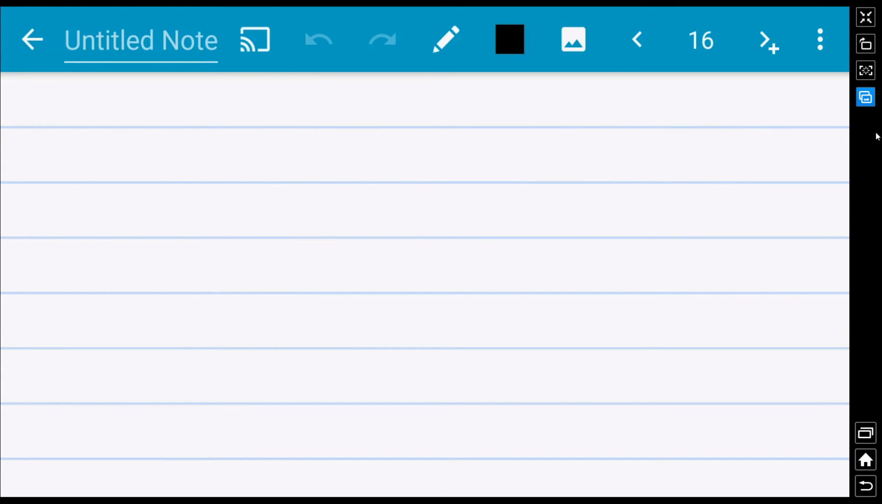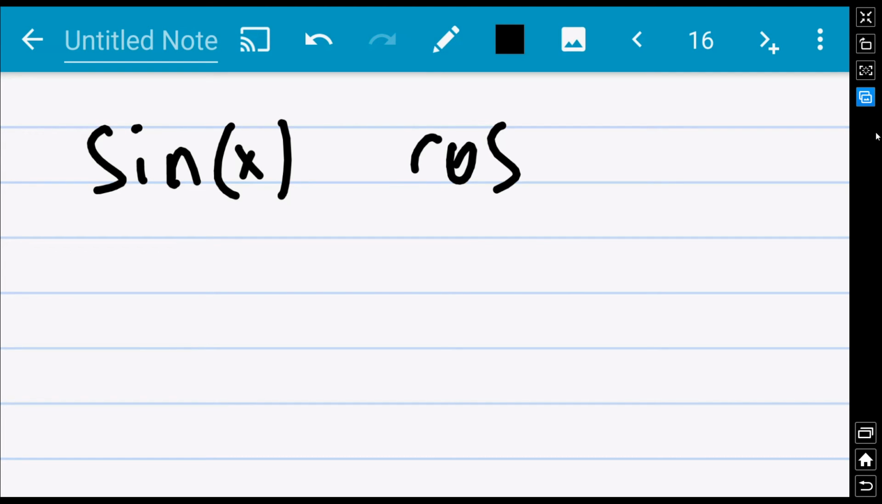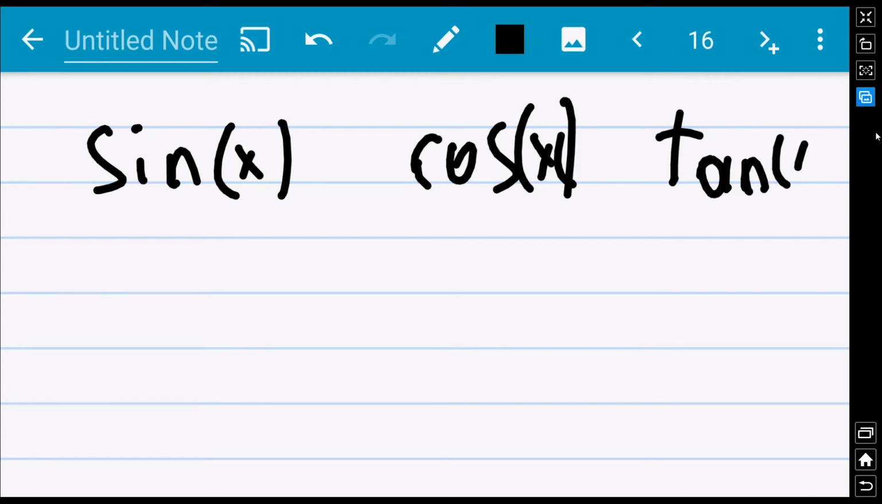Now we have different things as well. We have all the trig stuff like y equals sine x. We have cos x. We also have tan x. And we have other ones as well. So what is the derivative of sine x? It is, of course, cos x.